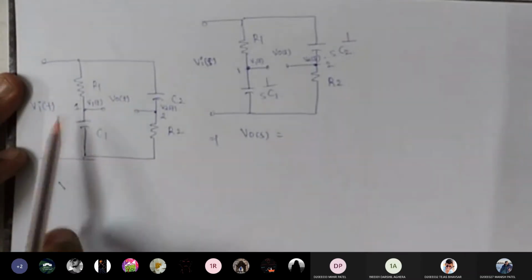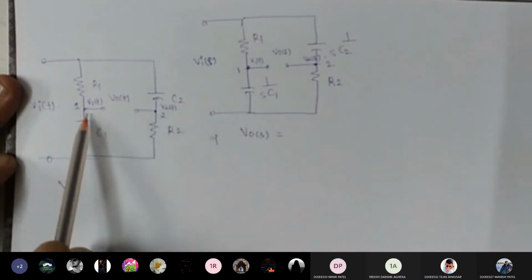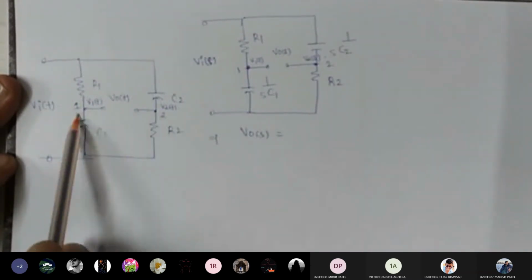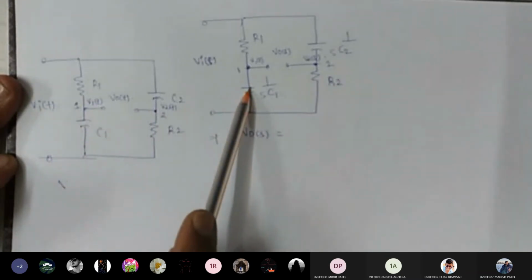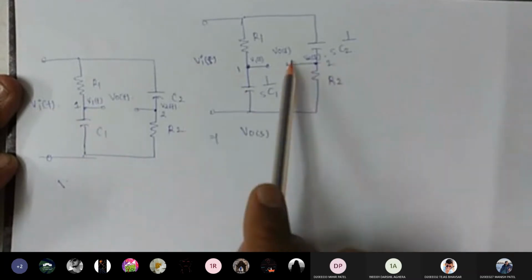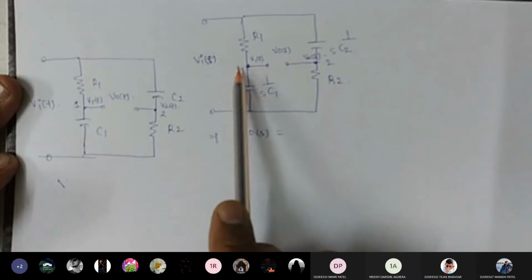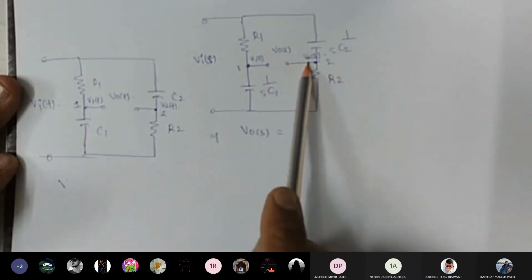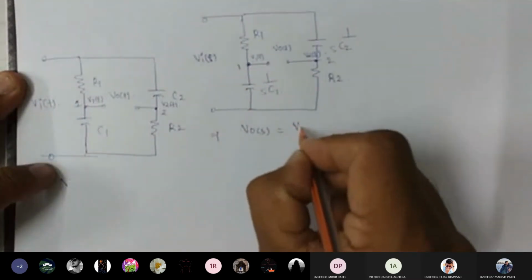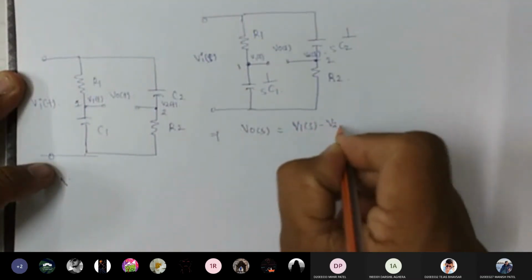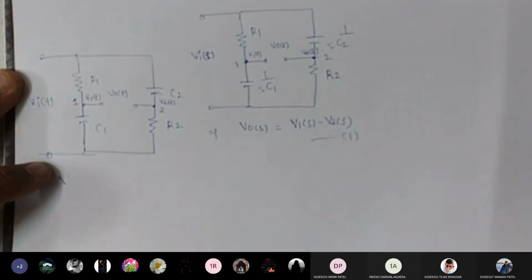Okay, so this was our previous circuit. We have marked points 1 and 2. V output of t is nothing but the potential difference between these 2 points. I have converted this time domain circuit into the Laplace domain circuit, so it will be Vi of S and V output of S, with point 1 being V1 of S and point 2 being V2 of S. So can I write V output of S is equal to V1 of S minus V2 of S? It will be my equation number 1.